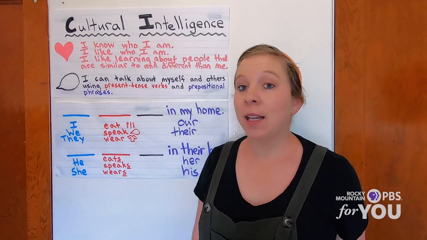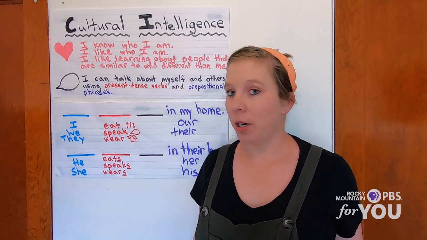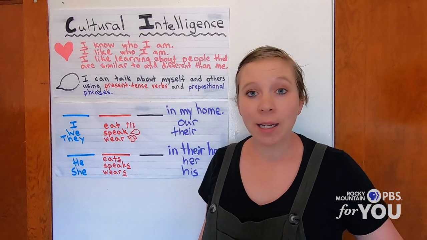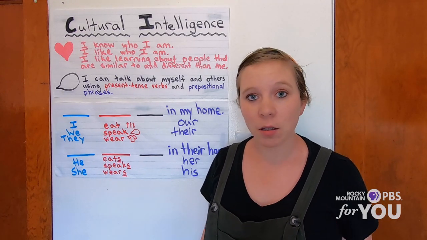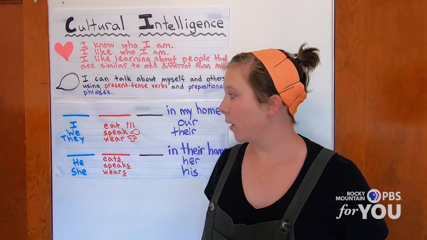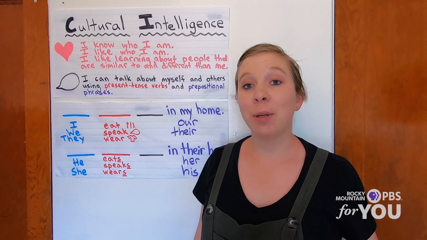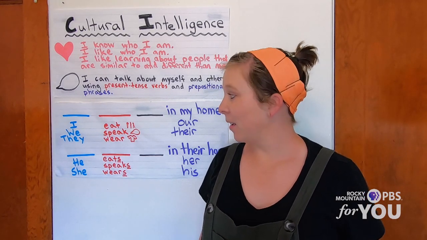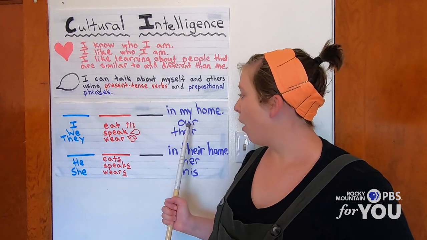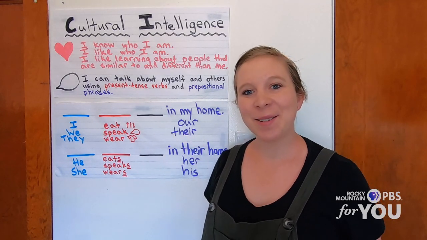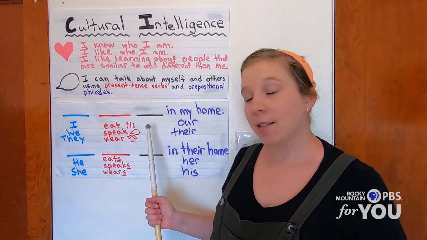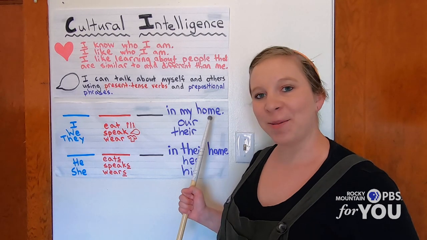Now, you might not eat hamburgers, or you might not like hamburgers. That's okay. Let's think of some things you might eat, or other people might eat, or your family eats. So we could say we. I'm thinking of pupusas from El Salvador. So we could say, we eat pupusas in our home. Your turn with me. Ready? Go. We eat pupusas in our home.